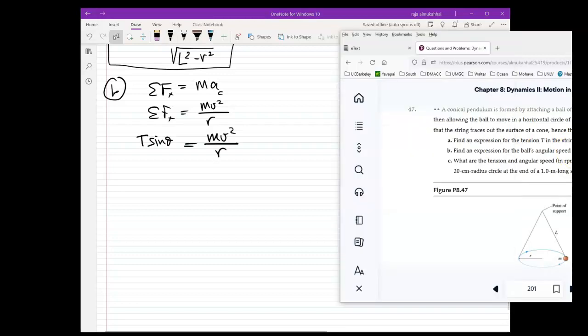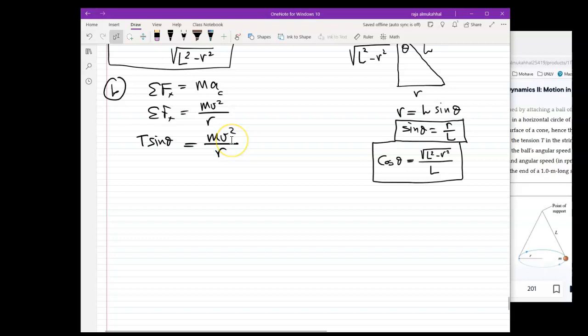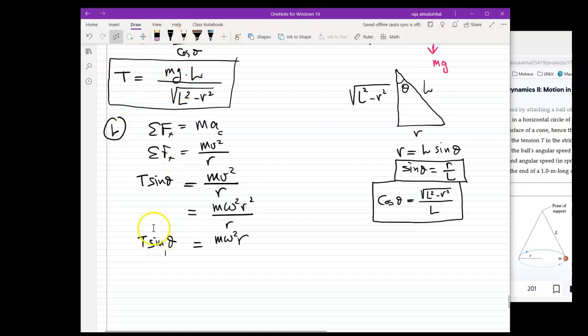Again, he's asking for omega. No big deal, because v is what? Omega r. I can put it in there. So let me put it in there once and for all. So it's going to be m omega squared r squared over r. So that will be basically m omega squared r. And I have here T sine theta, right? Well, sine theta is this. So I can put it in there, and T is right here, and I can put it in there, and I'm done with the problem. Then I solve for omega, and I'm done. You see that? So that's what I'm going to be doing right now.